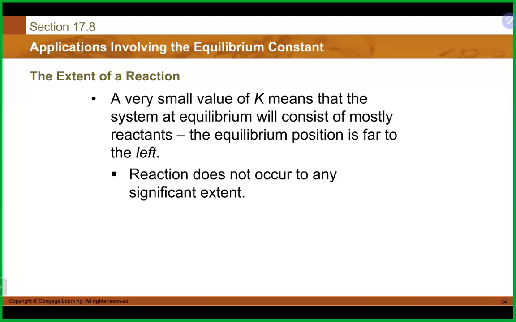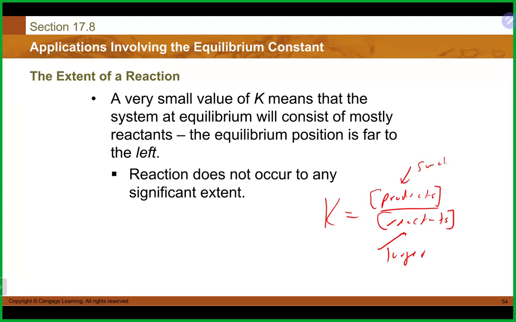A very small K again will tell us we mainly have reactants present, as we talked about. We basically calculate K by taking products divided by reactants. So again, in order to get a small value, you would need a larger number on the bottom and a smaller number up on top. And that would tell you they mainly have reactants at equilibrium.